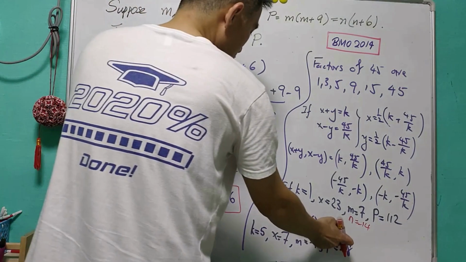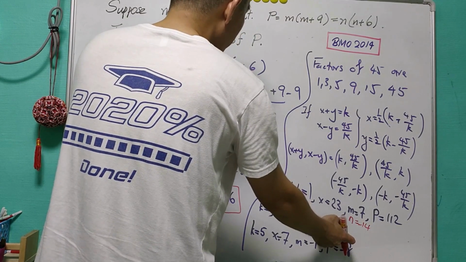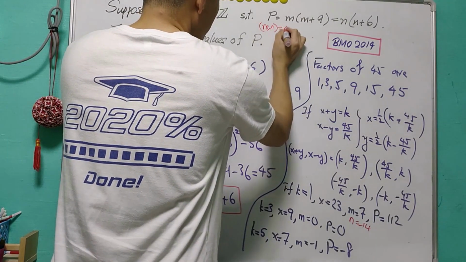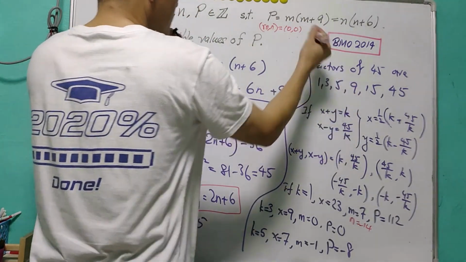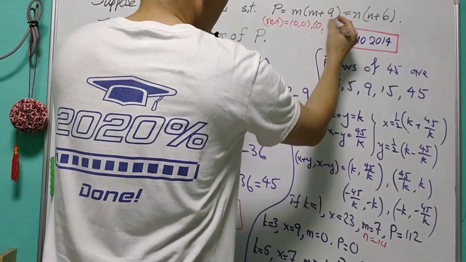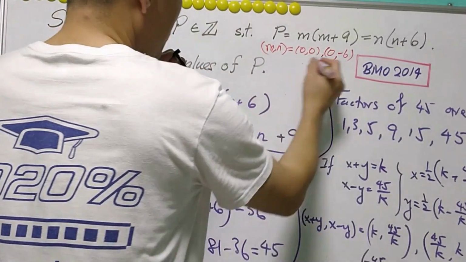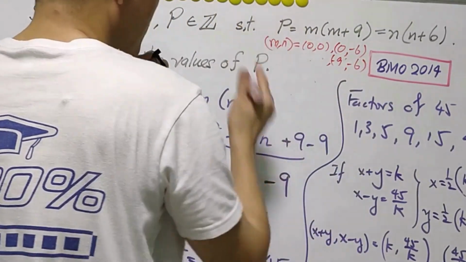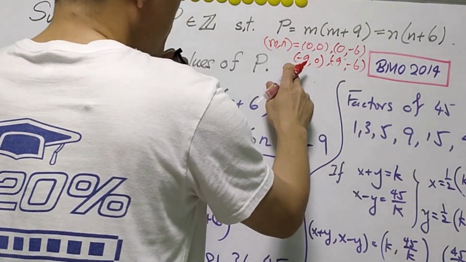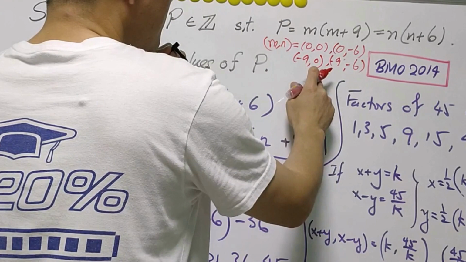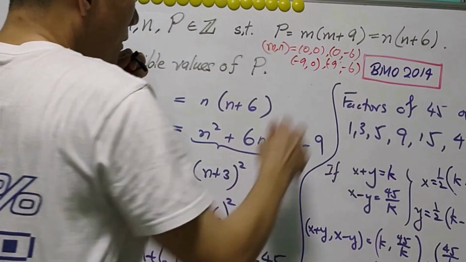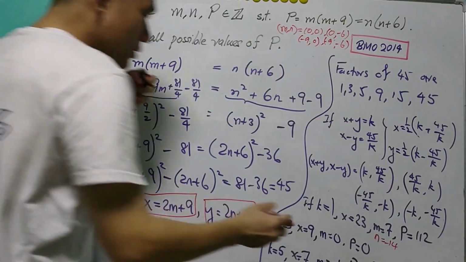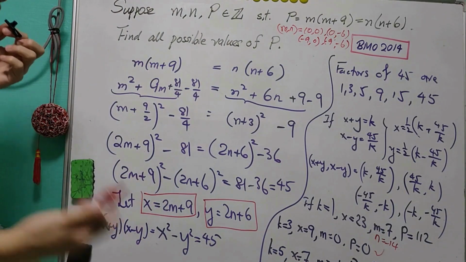And for p equals 0, this is very simple to get, because if m and n equal 0, 0, then p is 0. Or when m is 0 and n equals negative 6, p is also equal to 0. When n equals negative 6 and m equals negative 9, p also equals 0. And when m equals negative 9, n equals 0, p also equals 0. These four cases correspond to the four cases that I discussed just now. So p equals 0 is something very obvious.